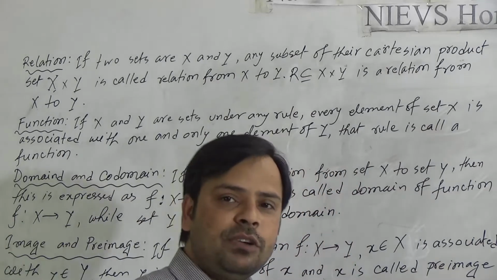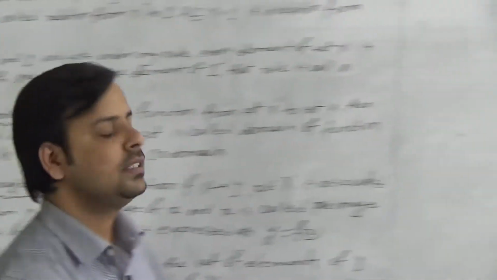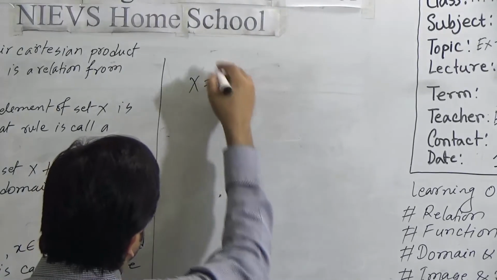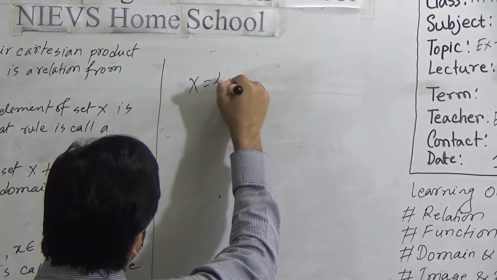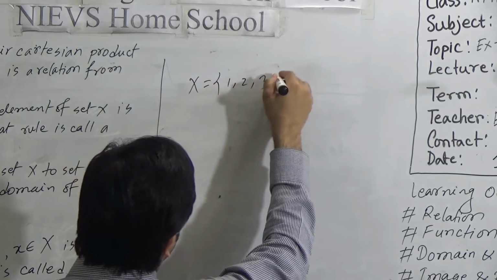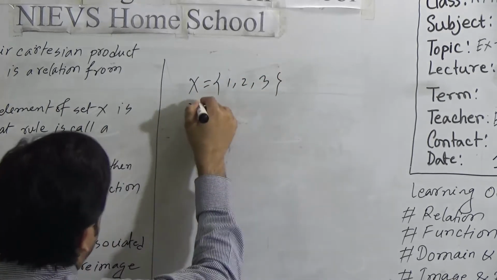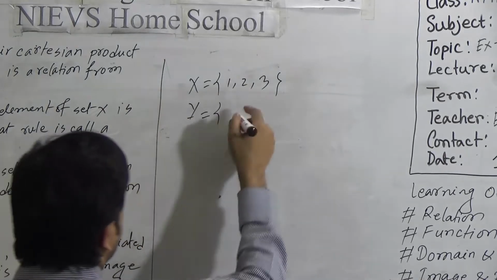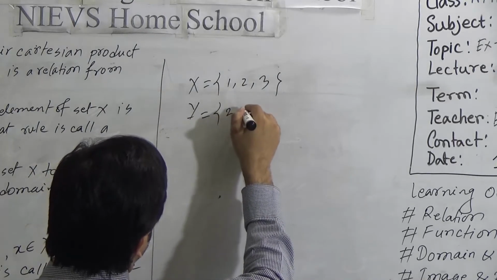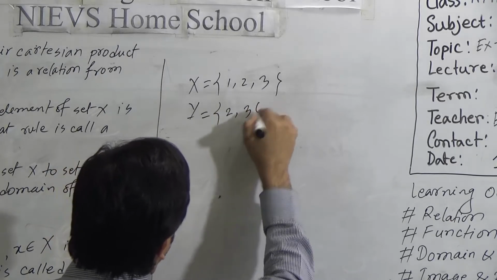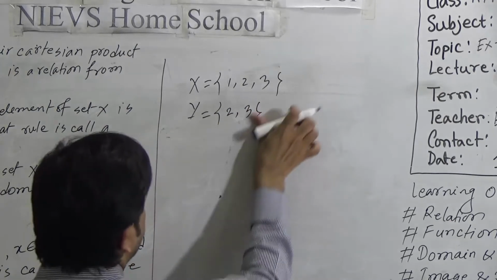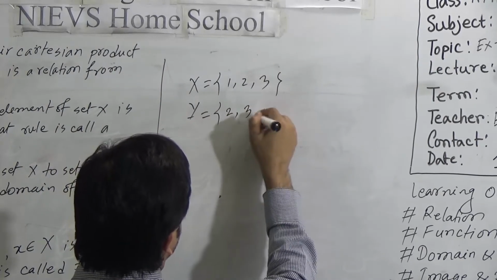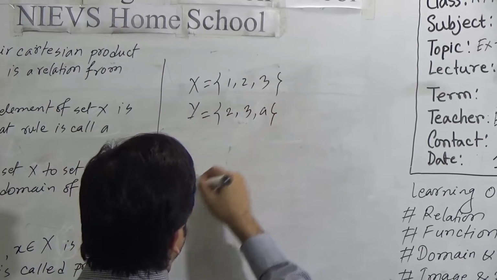Now if I give you an example, it will be clear. Consider X is a set. The elements of the set X are 1, 2, 3, and Y is another set. The set Y is {2, 3}, or we can take {2, 3, a}. We can take any one.